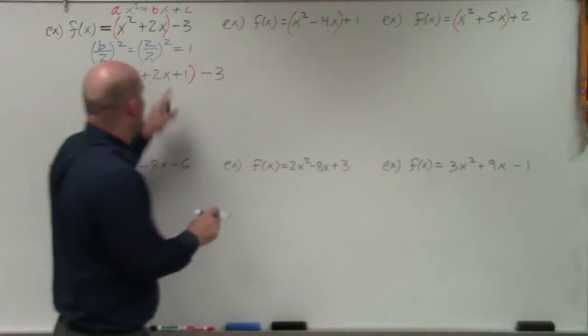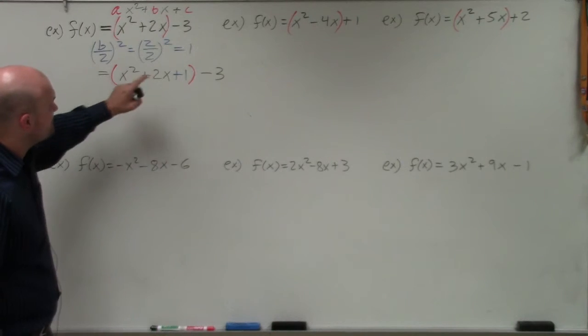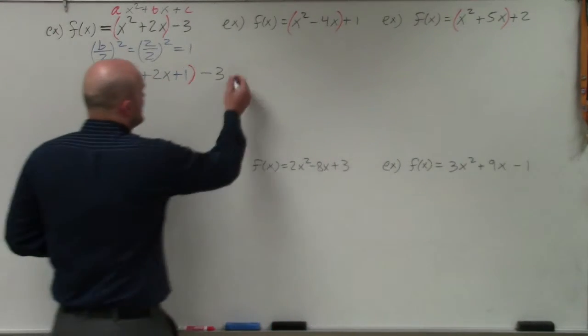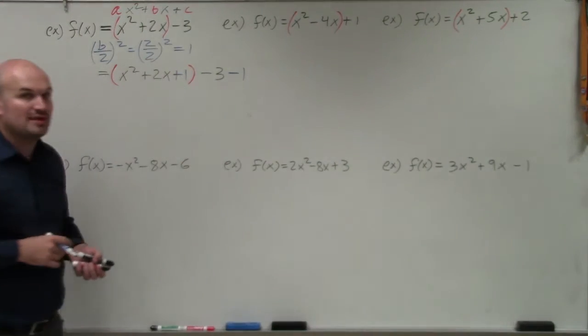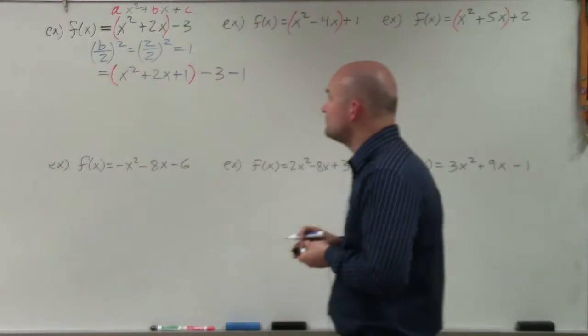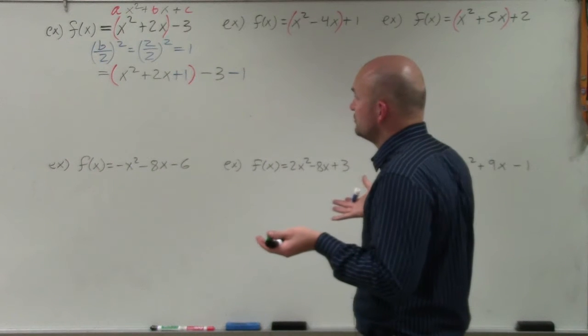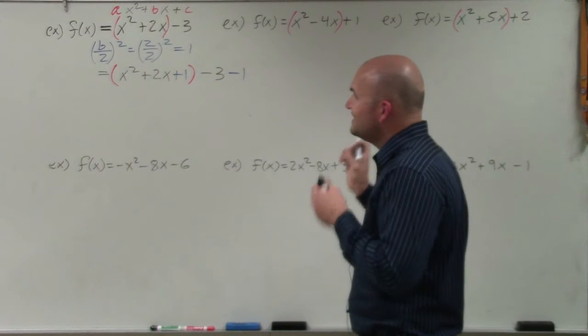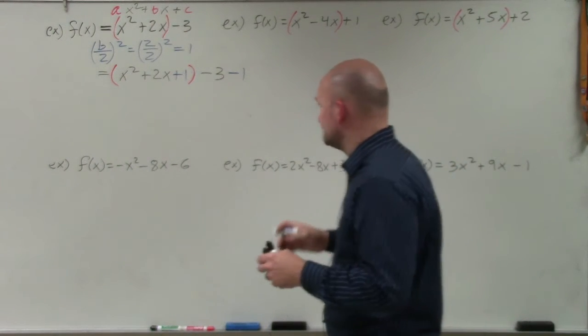Well, I don't really want to add 1 to f of x. So since I'm adding 1 to this side, I'm also going to subtract 1 from that side. Okay? So that's just keeping my function equal to the original standard form. Now I need to go back and factor.